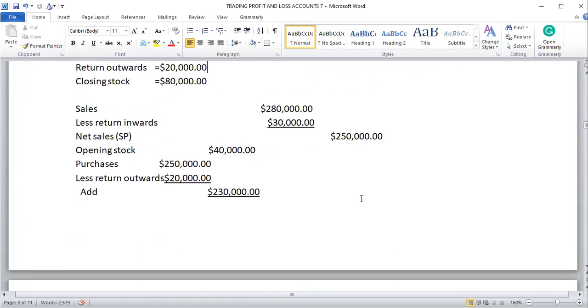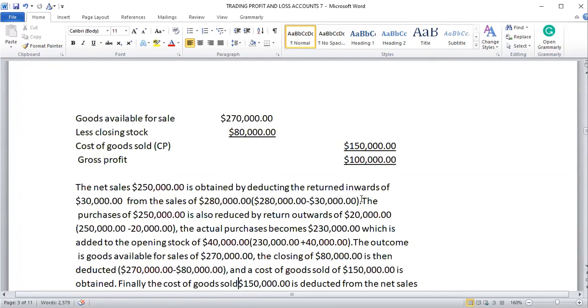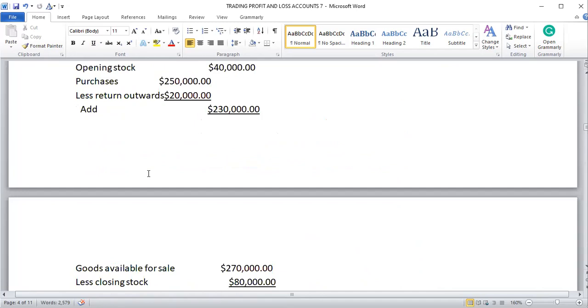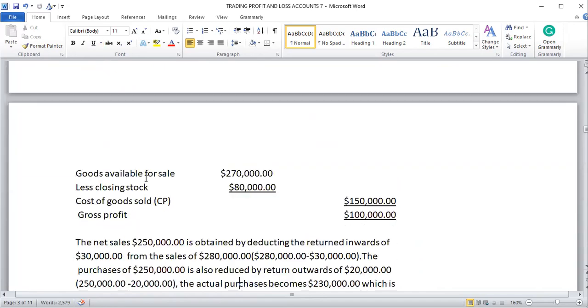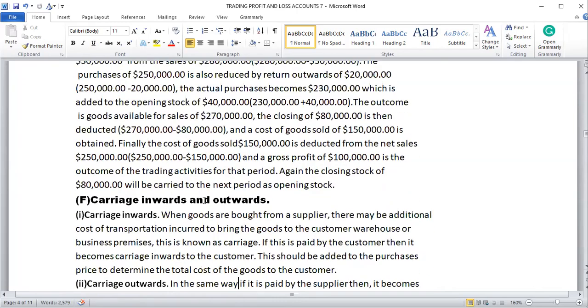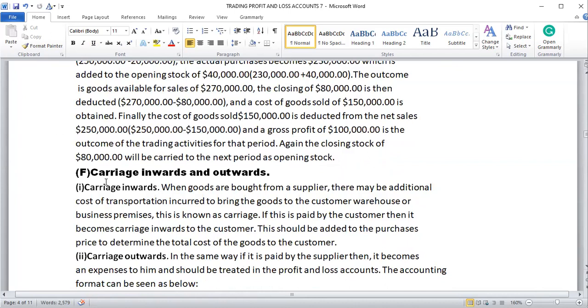Next is $250,000 minus cost of goods sold $150,000. We get a gross profit of $80,000. There's still goods of $80,000 remaining, which is the closing stock. This particular one will be carried on to the next period. Let us continue. Now let us add more things.